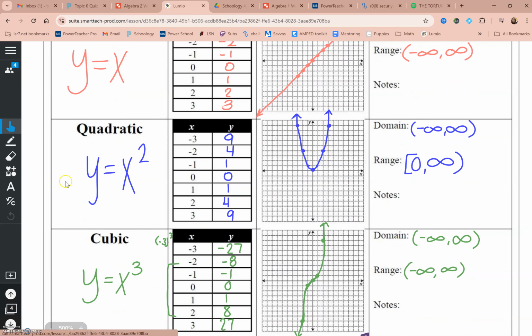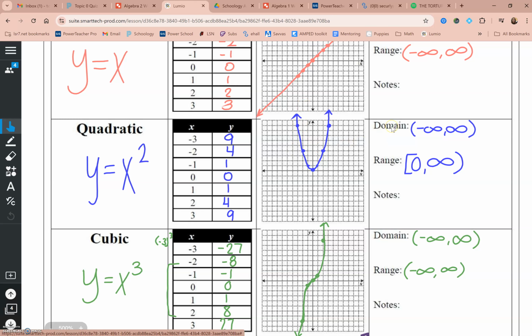Quadratic. If you are given y equals x squared, you need to know it's quadratic. You need to know how to graph that. If you need to make a table, again, you can make a table, okay? But it always is going to start at 0, and then you're just squaring those x values. So if x is 1, you multiply by itself to get 1. If x is 2, you get 4. Same with the negative. If x is negative 3, negative 3 times negative 3 gives you positive 9.